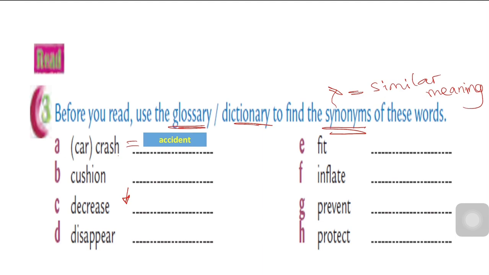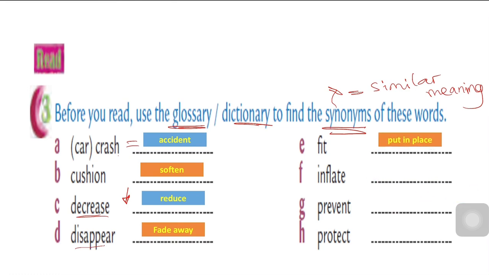An accident. The verb cushion. Yes, to soften, to make something lighter, especially an impact. Decrease, we just said it. It's to reduce. The next word is disappear, and disappear means to vanish or fade away. Fit equals almost to put in place. And inflate, this one is easy for you. I think you know it. Yes, it is fill with air.